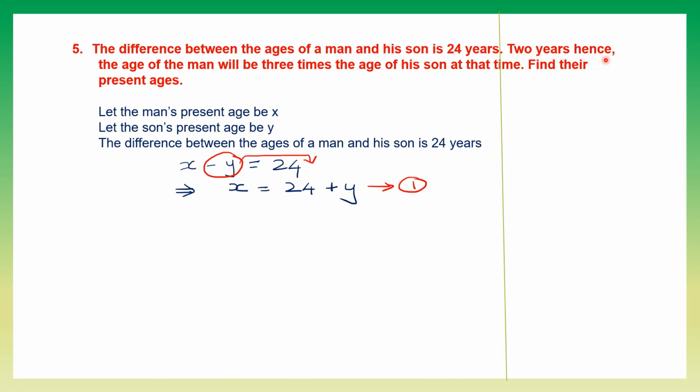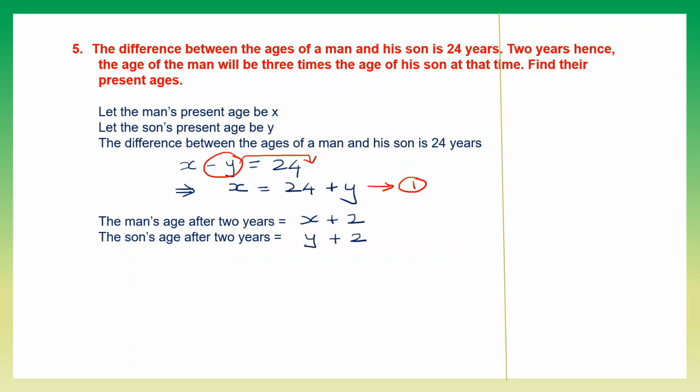2 years hence, that means after 2 years, the age of the man will be 3 times the age of his son at that time. Okay, so after 2 years, the man's age will be, at present it is x, so after 2 years it will be x plus 2. The son's age after 2 years, at present the son's age is y. After 2 years, it's going to become y plus 2. But what does the question say? It's going to become 3 times the age of his son at that time.